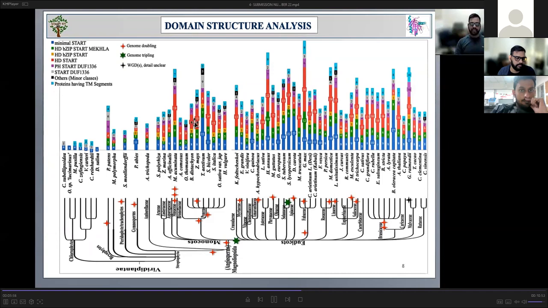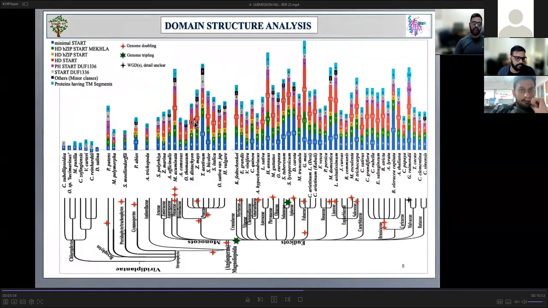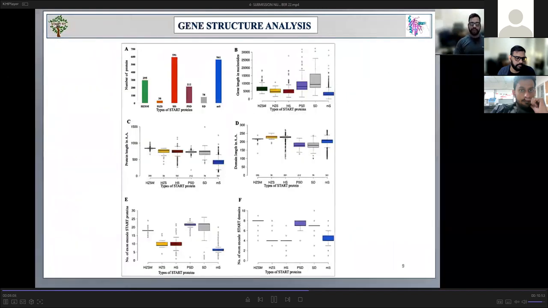Further, the gene structure analysis of different structure classes of START coding genes shows that the size of START genes varied from 4 to 10 kb. The homeodomain-associated START genes showed moderate uniformity, in which the size of START genes varied from 5 to 6 kb, while the PSD and SD classes showed slightly longer sizes, varying from 9 to 10 kb. Most of the minimal START genes were found to be in the range of 3 kb in most of the cases.